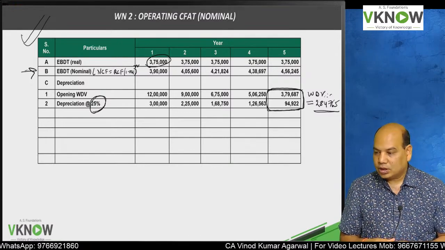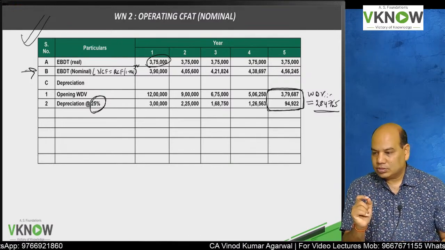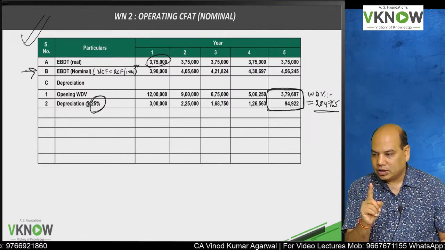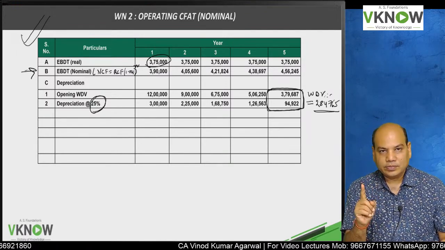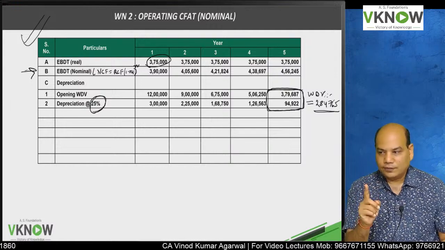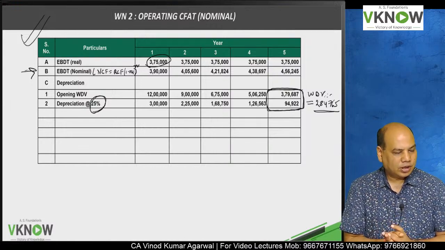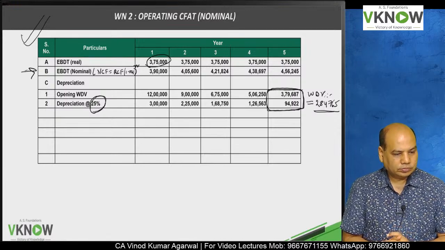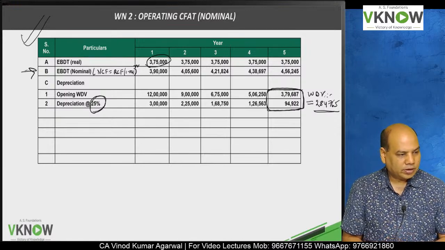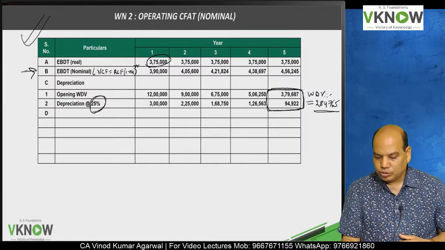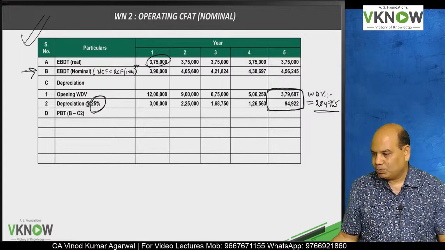284,765. And in bracket write down in main page 379,687 minus 94,922 minus 94,922. Is it right? Can we move ahead?